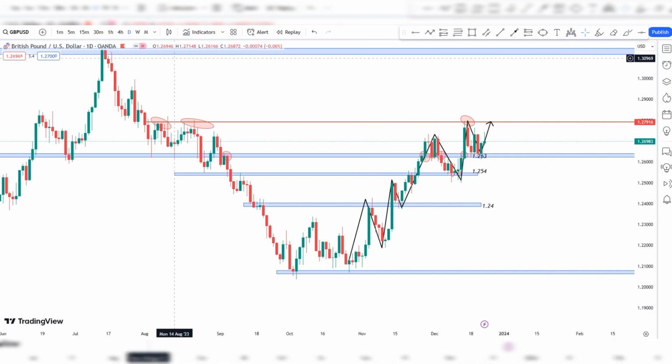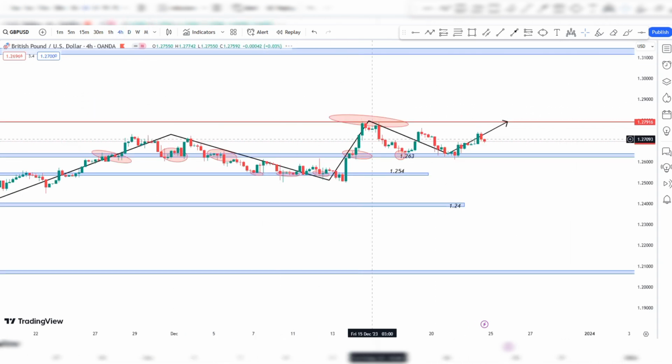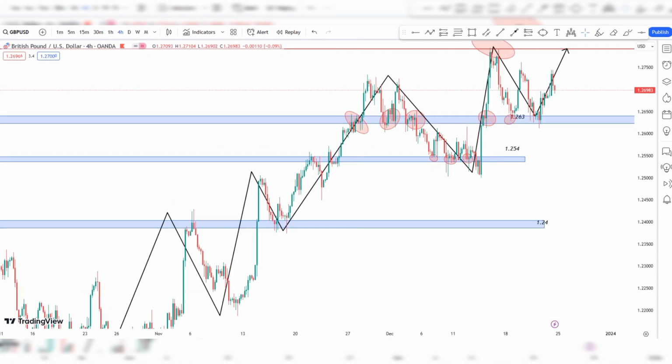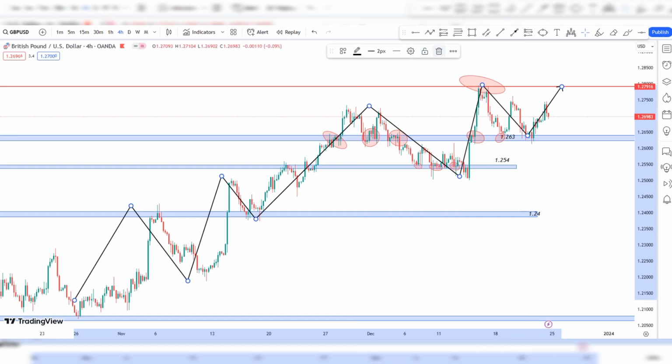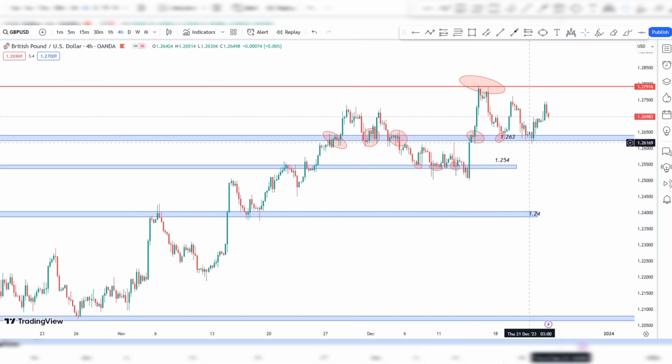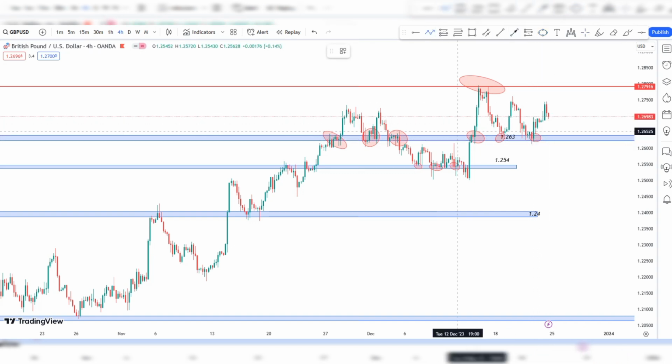So if we go to the 4-hour time frame, we can see price moves here. You can see price testing this 1.263 area, following a breakout there. So we can see price breaking out over there.